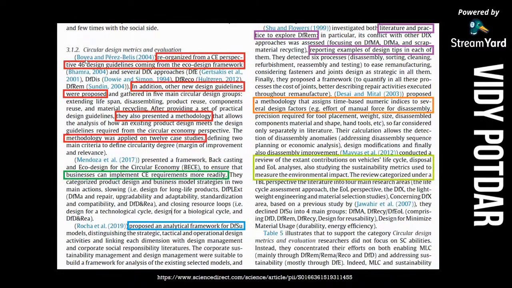Similarly, Bovia 2004 reorganized something. In addition, other new design guidelines were proposed. They also presented a methodology. The methodology was applied on 12 case studies. Rocha proposed an analytical framework, investigated both literature and practice to explore DRM. So this is one interesting point I want to talk about.